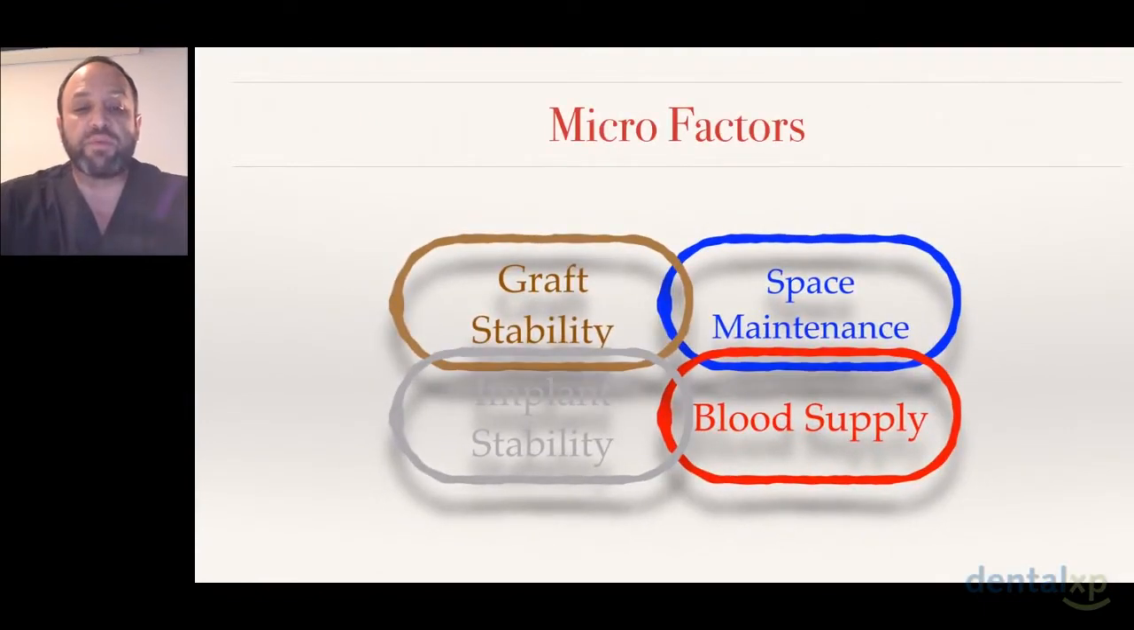These factors are very, very important altogether. They're not factors that we can leave apart and do without one another. It's a whole understanding of how these four factors come together which allows us to make sure that we get very, very successful bone augmentation techniques.